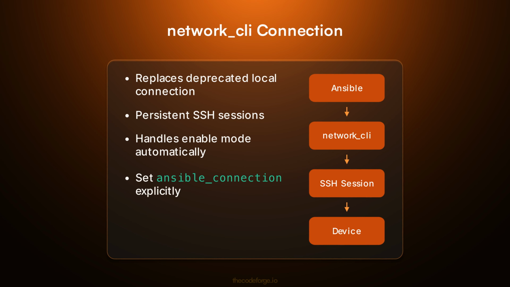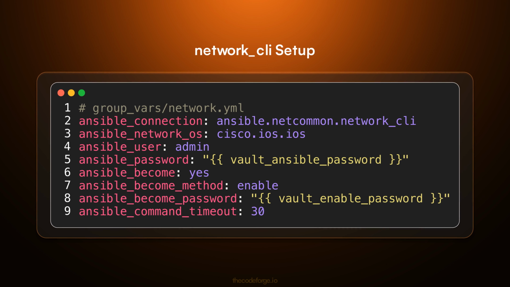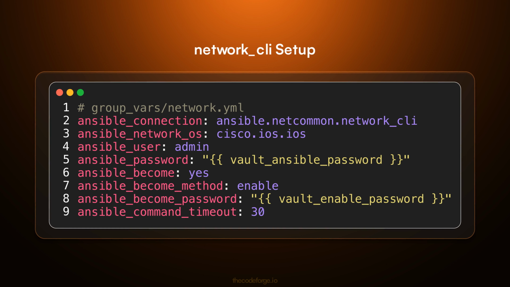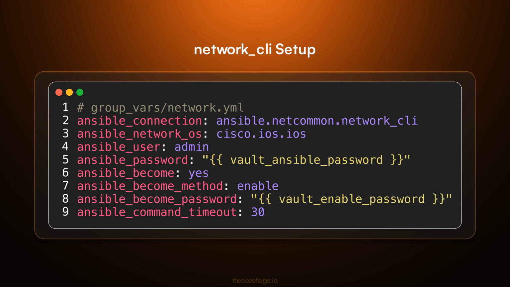It maintains a single SSH connection for the entire playbook, reducing overhead, and handles privilege escalation automatically when you set ansible_become and ansible_become_method. Here's a production setup for Network-CLI. Always set ansible_connection to ansible.netcommon.network_cli, and specify the network OS. Use Ansible Vault for credentials and set become for enable mode.